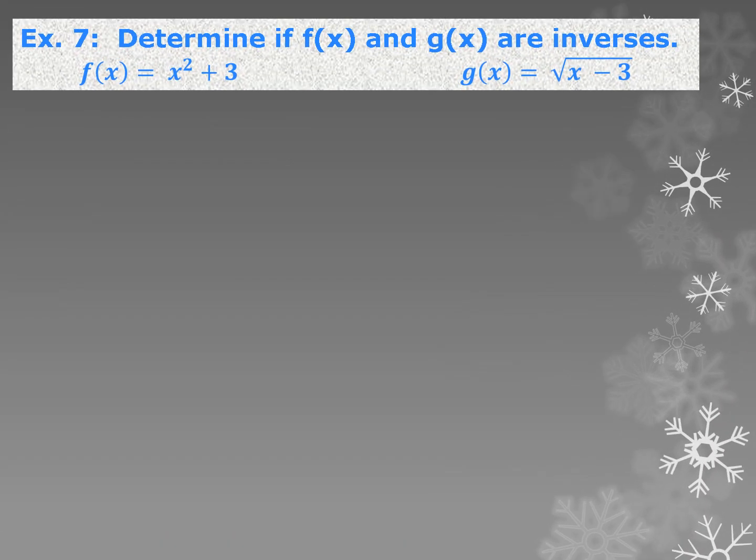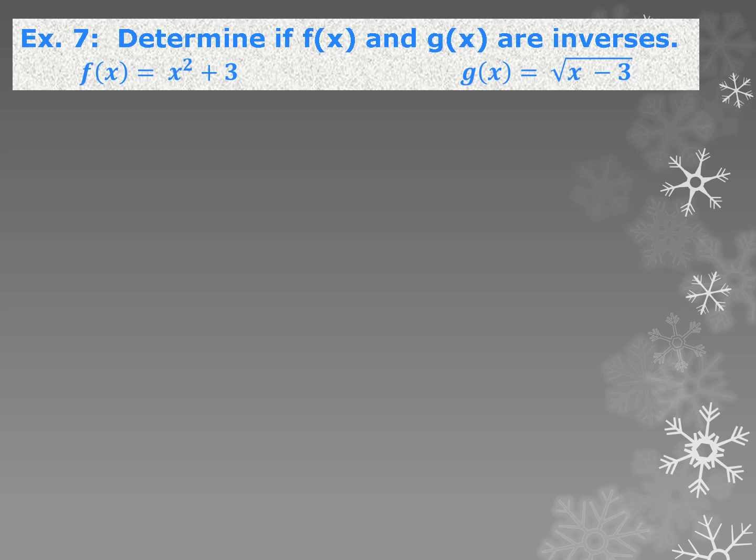All right, last example. They want us to determine if f of x and g of x are inverses. So f of x is equal to x squared plus 3, and g of x is equal to the square root of x minus 3. Now to determine if they're inverses, listen closely. We do not want to see you take f of x, switch x and y, and resolve for y, and go, oh look, they're the same. No, we don't want you to do that. The only way to test if two functions are inverses is to do the composition of function tests.